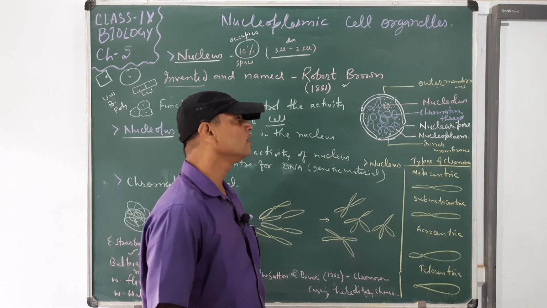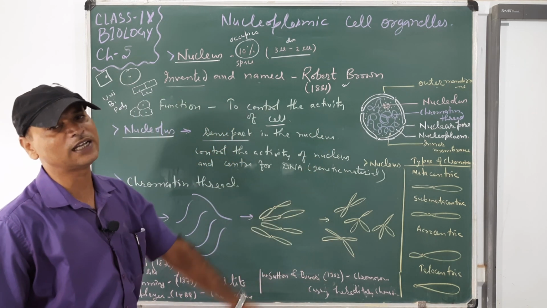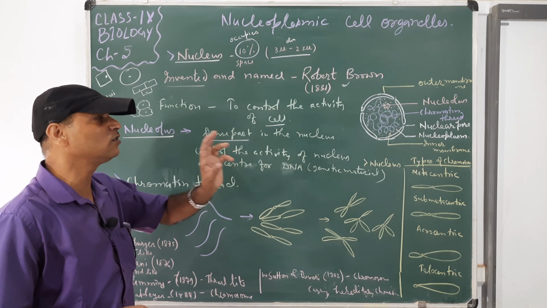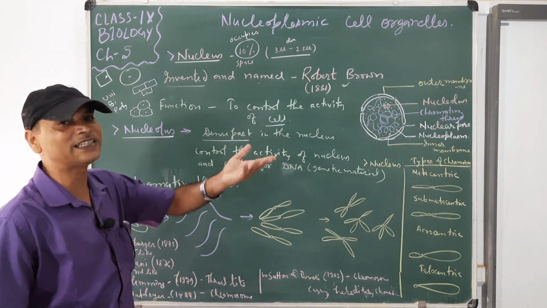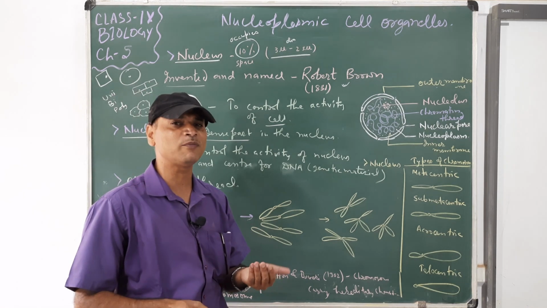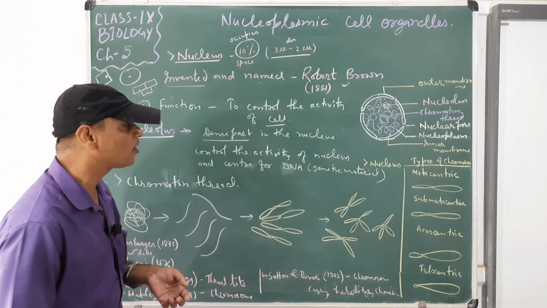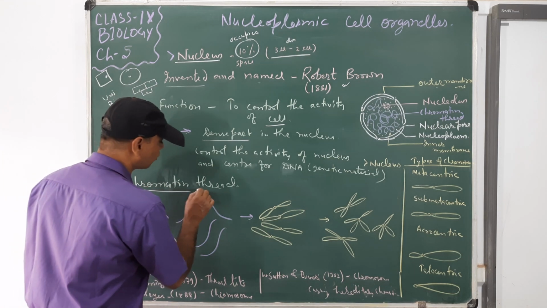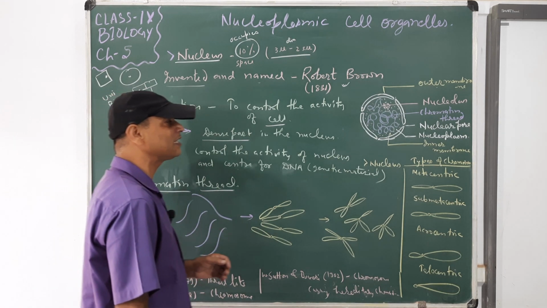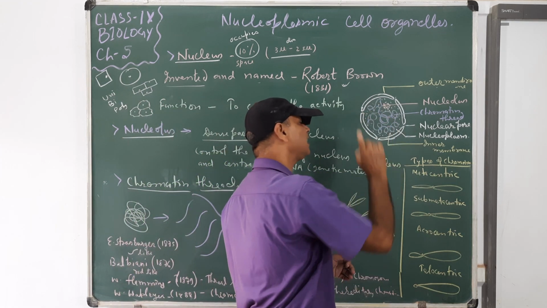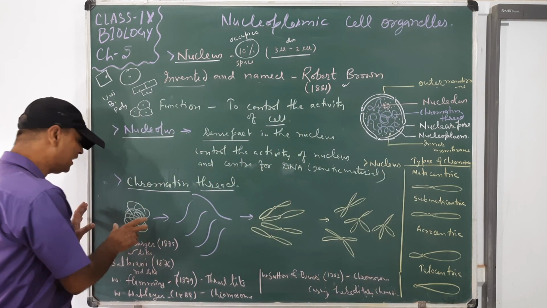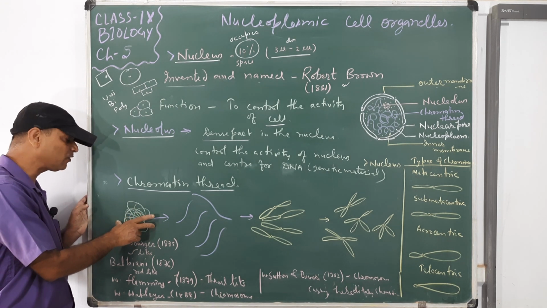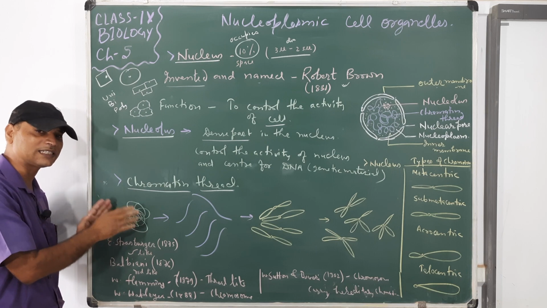So this is the way the activities take place inside the nucleus. The nucleolus is a very important part of the nucleus, and it helps to maintain the physiological activity of the cell by giving genetic material or by making protein. Now chromatin thread: the thread-like structure present inside the nucleoplasm is called chromatin thread.